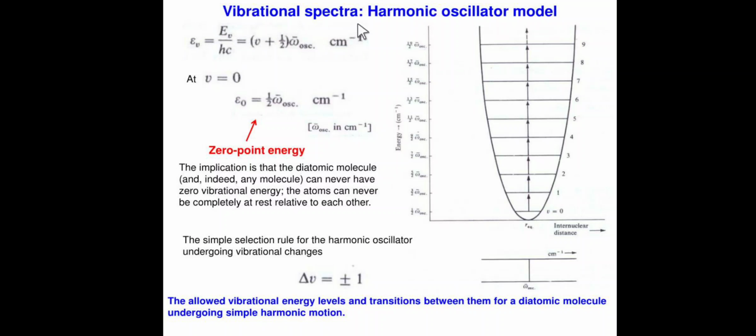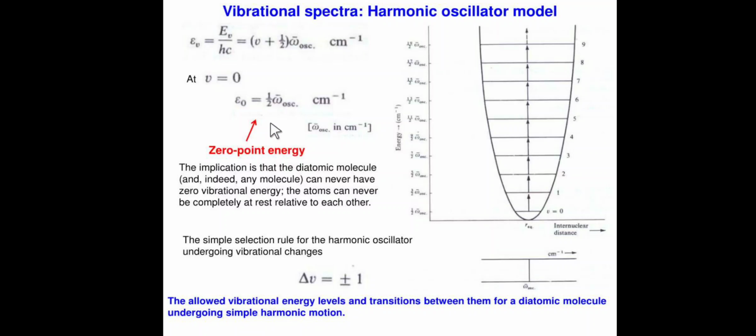Then, vibrational spectra for the harmonic oscillator model, that is for the diatomic molecule. Here epsilon V is equal to EV divided by hc, that is V plus 1 half omega bar centimeter inverse, already we have discussed it. So, V is equal to 0. When we substitute V is equal to 0, we get 1 half omega bar centimeter inverse. This epsilon 0 is equal to 1 half omega bar centimeter inverse, and it is called the zero point energy. The implication is that the diatomic molecule can never have zero vibrational energy. The atoms can never be completely at rest relative to each other. So, when we substitute V is equal to 0, this epsilon 0 is not equal to 0, but it is equal to 1/2 omega bar, and this energy is called the zero point energy.